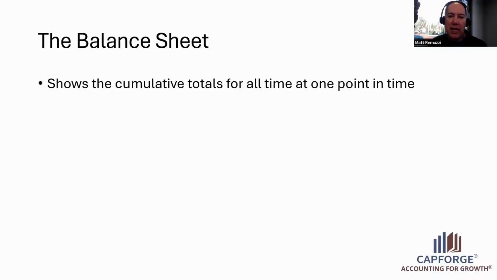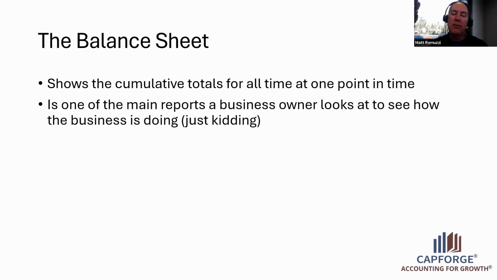So it gets a little confusing because sometimes people look at their balance sheet and don't understand why some of the numbers look the way they do, or are expecting that it means certain things that it doesn't. That's just the number that is the cumulative number for that account from the beginning of time. It's one of the main business reports that a business owner looks at to see how the business is doing. Well, it should be, right?